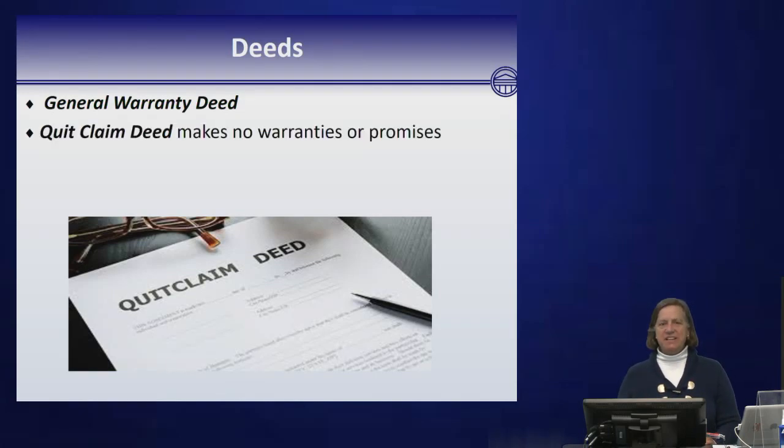Another type of deed, and by the way, this is what you do not want, is a quitclaim deed. A quitclaim deed makes no warranties, makes no promises. In other words, I could sell you the High Bridge and give you a quitclaim deed, and the quitclaim deed would say, I'm conveying to you whatever interest I have in the High Bridge, if any. By the way, I don't own the High Bridge, so you wouldn't get anything.